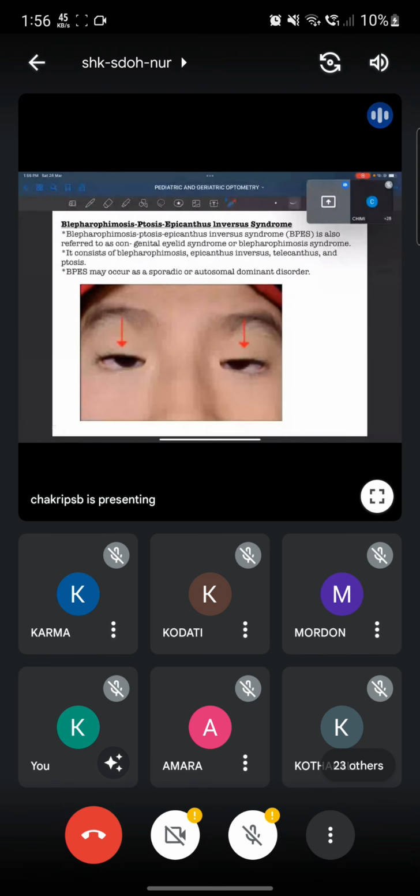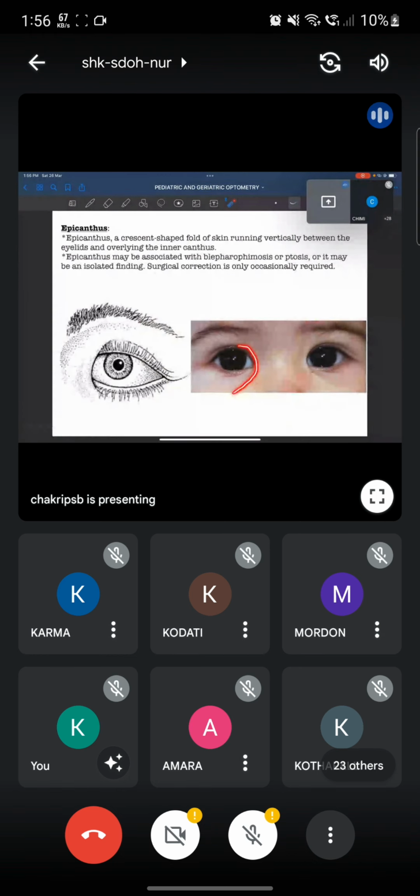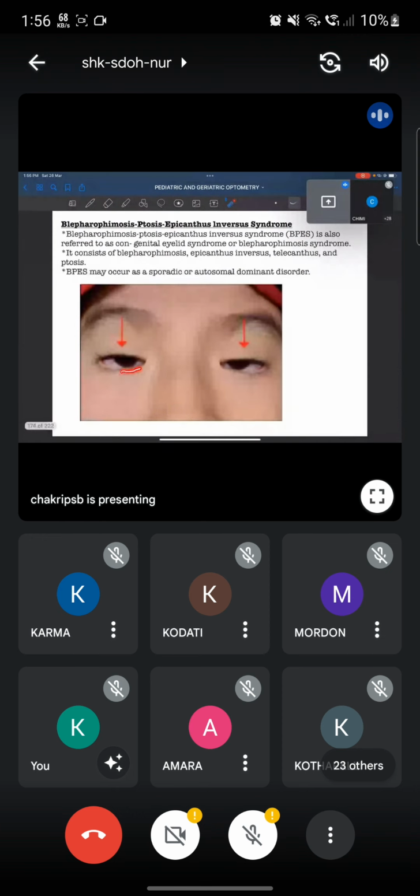And next is BPS syndrome. We say blepharophimosis. Two conditions are involved here: one is ptosis and the other is reverse epicanthus. Normally the epicanthal fold covers from superior to inferior, but here it closes reversely. So inverse epicanthus and also ptosis. We say this condition is called blepharophimosis.